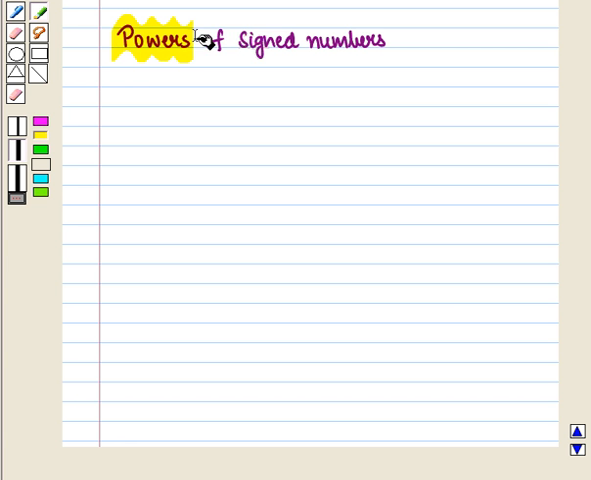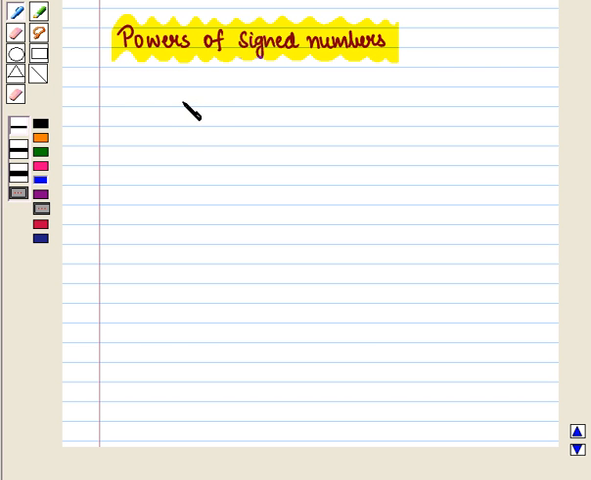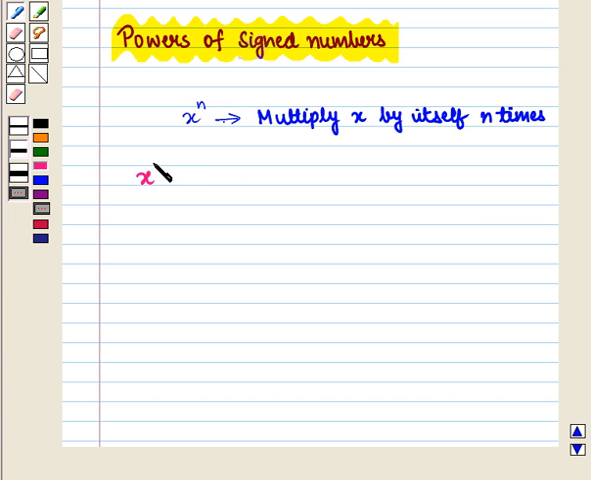Now we are going to discuss powers of signed numbers, that is positive and negative numbers. Let us take any number, say x, and let us raise it to the power n. So x raised to the power n means we multiply x by itself n times. That is, x raised to the power n will be equal to x into x into x into x and so on, into x n times.